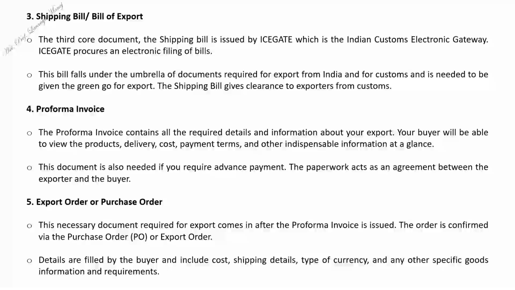So it has all the details about the products, the delivery, number of units to be delivered, the cost of the product, cost of the consignment, payment terms, how the payment has to be done, either partial payment or a full payment is required, whether it is by cash or check or in what form, and all other details will be furnished on the pro forma invoice.